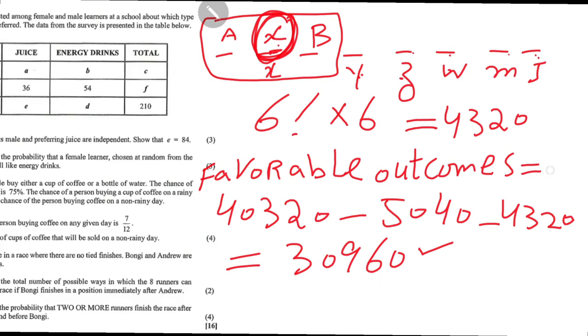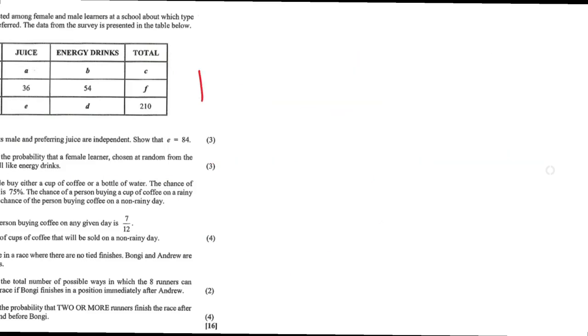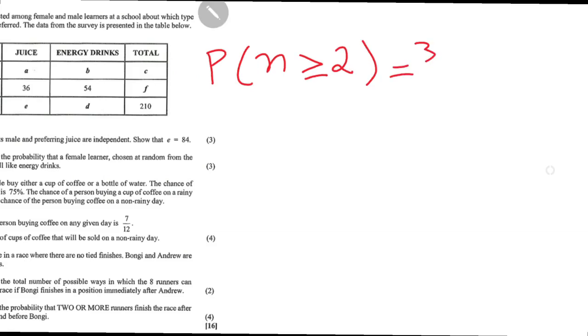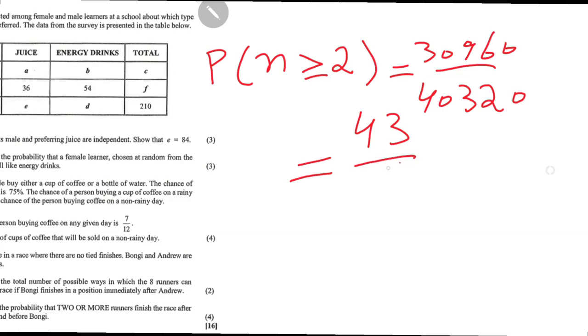30,960. Now we need to find the probability. The probability that n must be 2 or more is 30,960, which we found, divided by the total, 40,320. So the answer will be 43 over 56. This is my final answer.